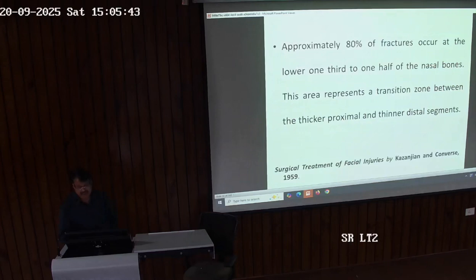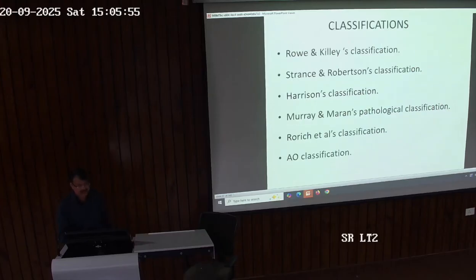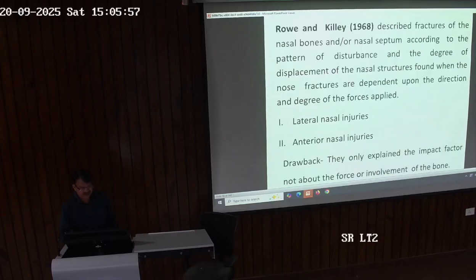Approximately 80% of fractures occur at the lower one-third to one-half of the nasal bones. This area represents a transition zone between the thicker proximal and thinner distal segments. Classifications.